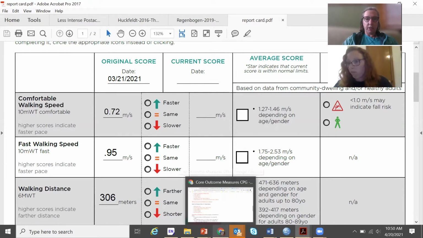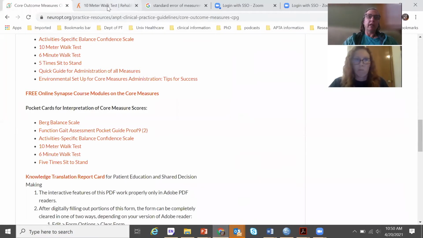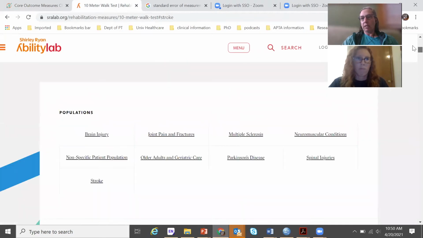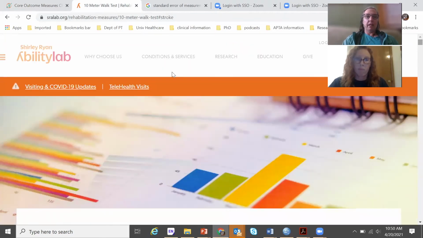Fantastic. And so the area where we would go to look this up: you can Google the 10-meter walk test and the Shirley Ryan AbilityLab. It's formally called Rehabilitation Measures, and as long as you put in those right words, you'll get to the assessment.